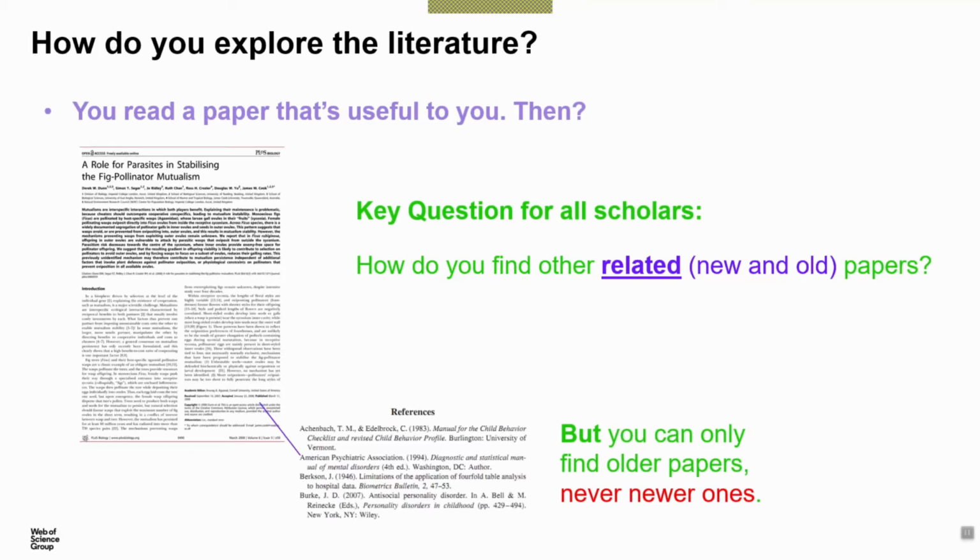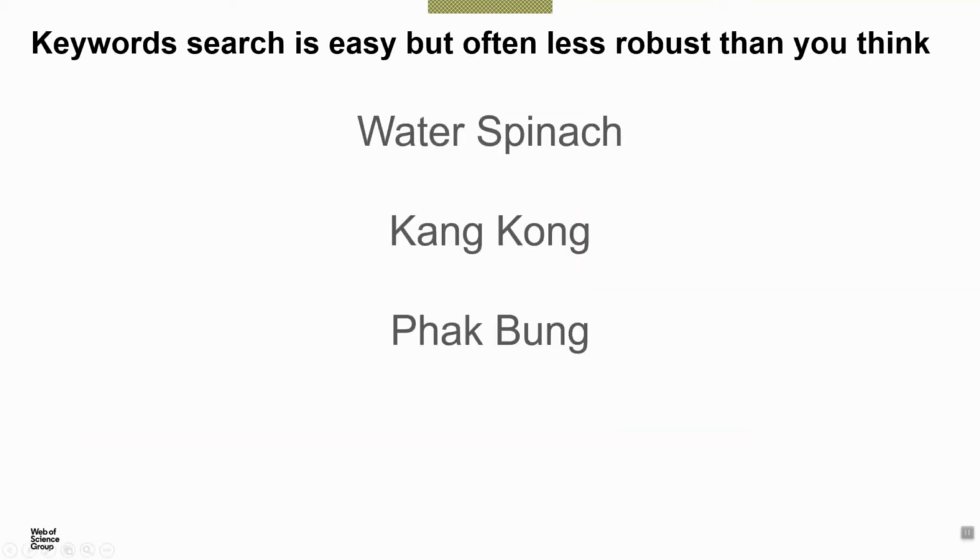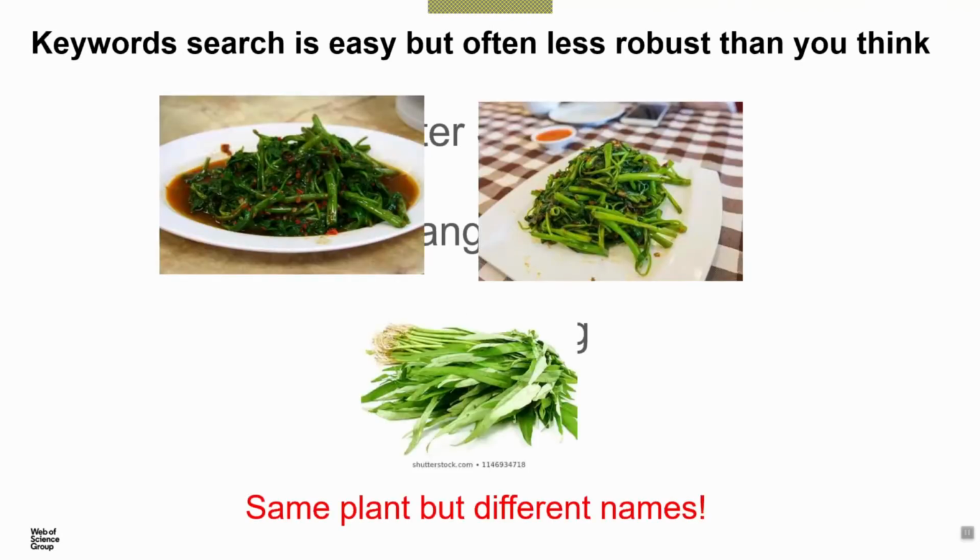Most of you would start with a new keyword search to search the database again to find more papers on this topic or keywords. But using keywords has its challenges. On this screen, I have three words here: water spinach, kangkong, and pakbong. These three are keywords, but what do they each mean? They are actually the same plant, just different languages.